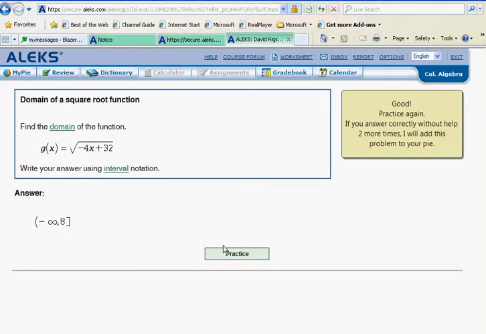Okay, that's how we deal with the domain of a square root function in ALEKS College Algebra.